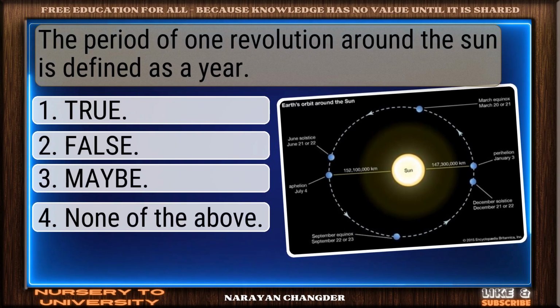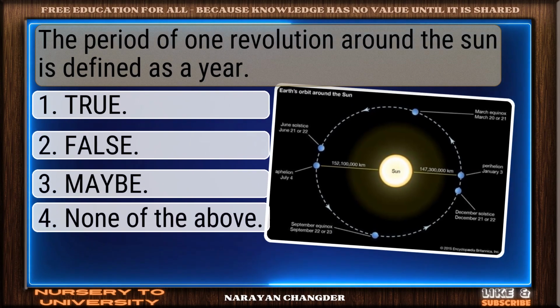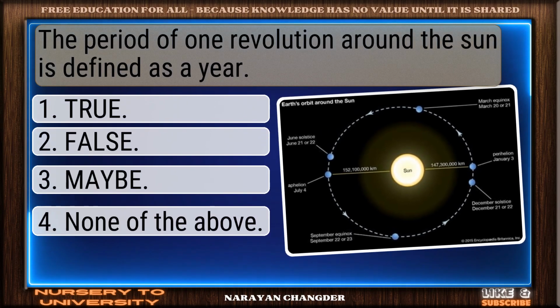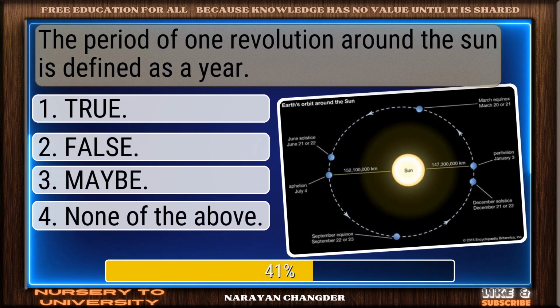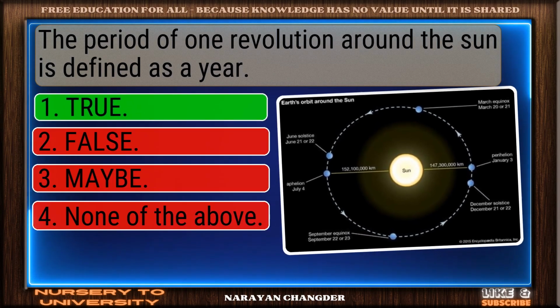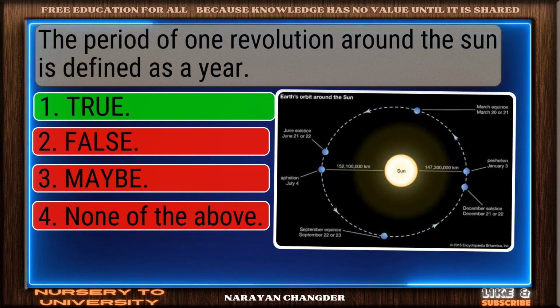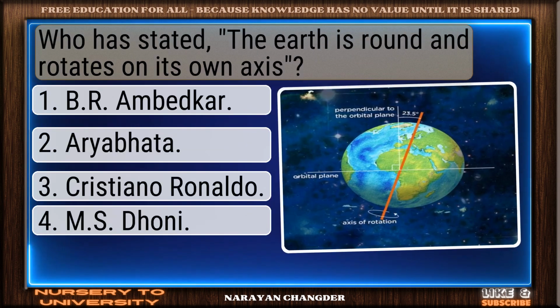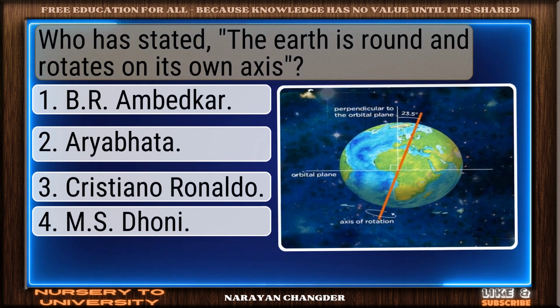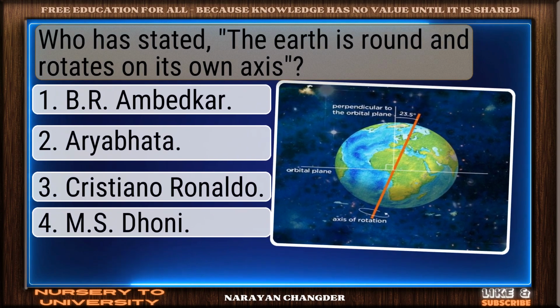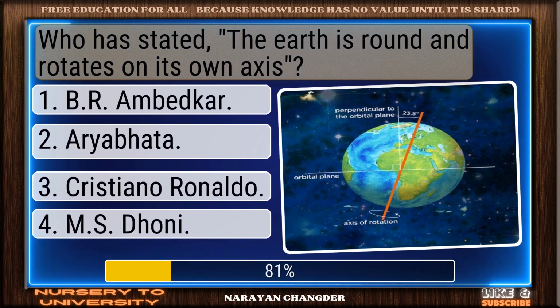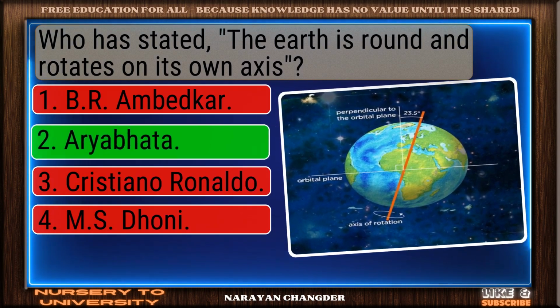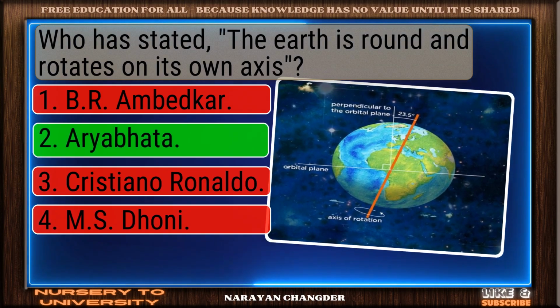The period of one revolution around the Sun is defined as a year. Exactly. True makes sense, and it is the right choice. Who has stated the Earth is round and rotates on its own axis? Great thinking. Aryabhata is the right choice.